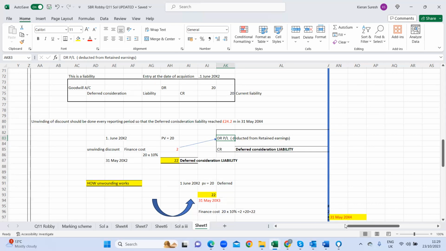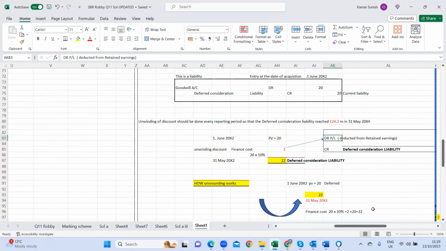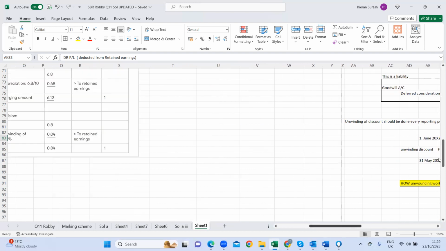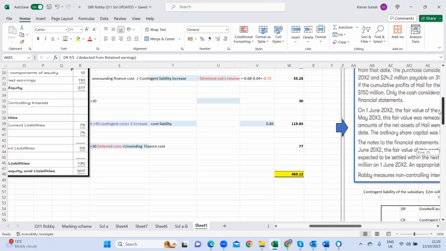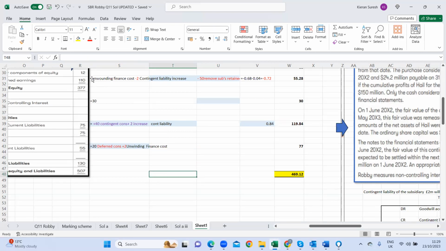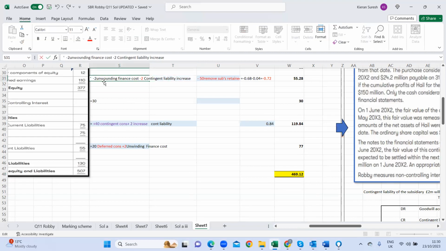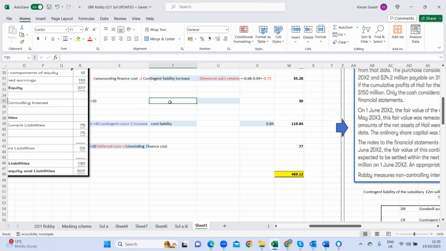So for that double entry, 2 million needs to go under deferred consideration. Liability needs to be increased by 2 million, and my retained profit needs to be reduced by 2 million, right? Why am I increasing by 2 million? It is simply because of unwinding the interest, right? That is a finance cost, so it should decrease retained earnings by 2 million. That has been done. So retained earnings has reduced by 2 million.